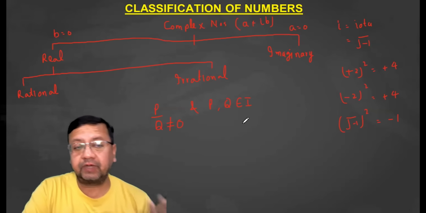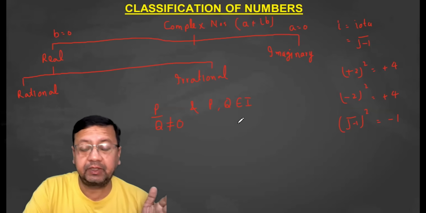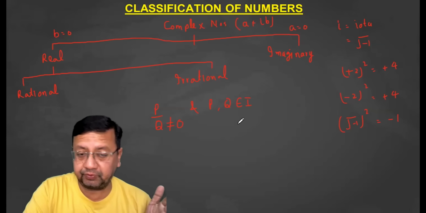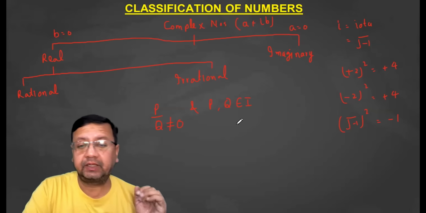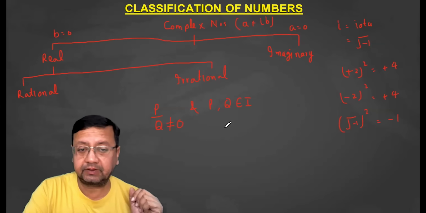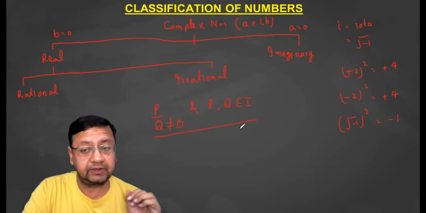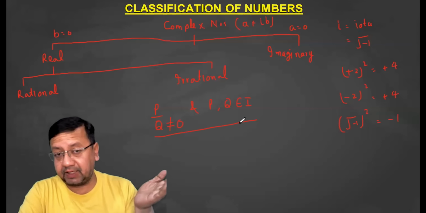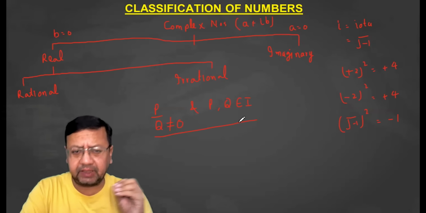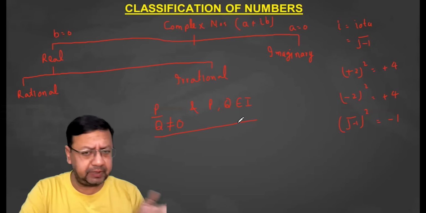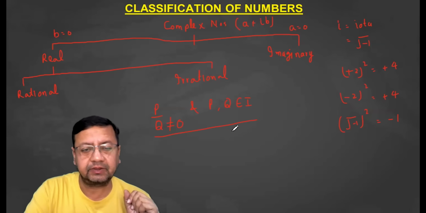So how can I define the rational numbers? Rational numbers are the numbers which can be written in the form of P by Q, where the denominator Q is not equal to 0 and P and Q are a set of integers, right? This is one definition for the rational number. Second definition: if I help you to recall, something terminating, non-terminating, repeating, recurring, right?